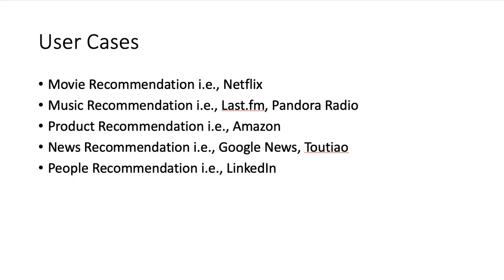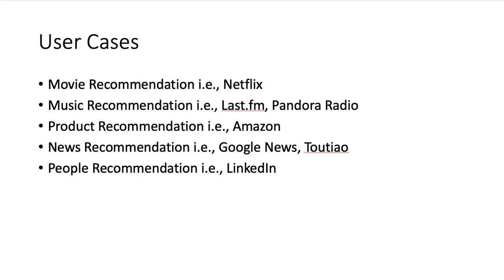Some of the common use cases include movie recommendation, like Netflix, and music recommendation, like Pandora and Last.fm. Amazon is a very popular product recommender system, and they are also one of the pioneers in recommender systems. For news recommendation, there are Google News or Toutiao in China. As we open LinkedIn, we will see they recommend a lot of people you may want to follow, or may be interested in. That is a kind of people recommendation, also another very interesting part.